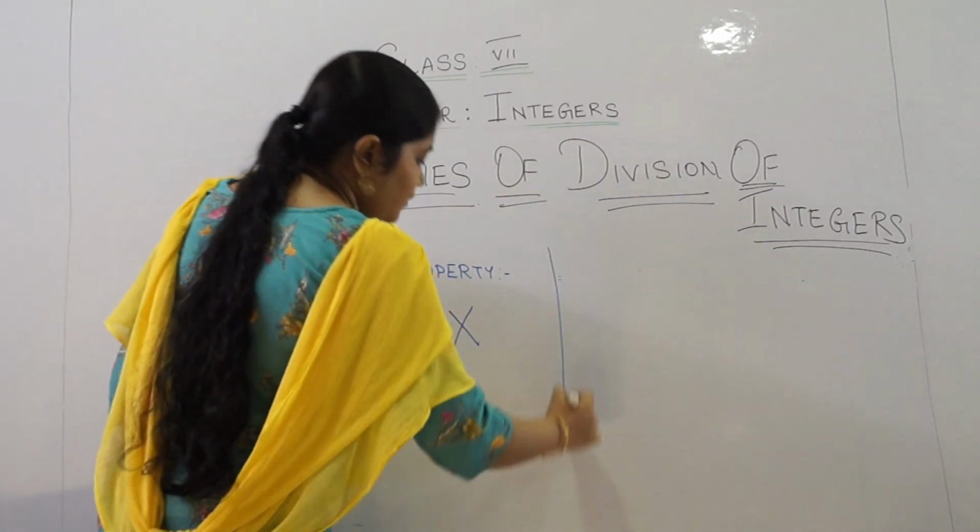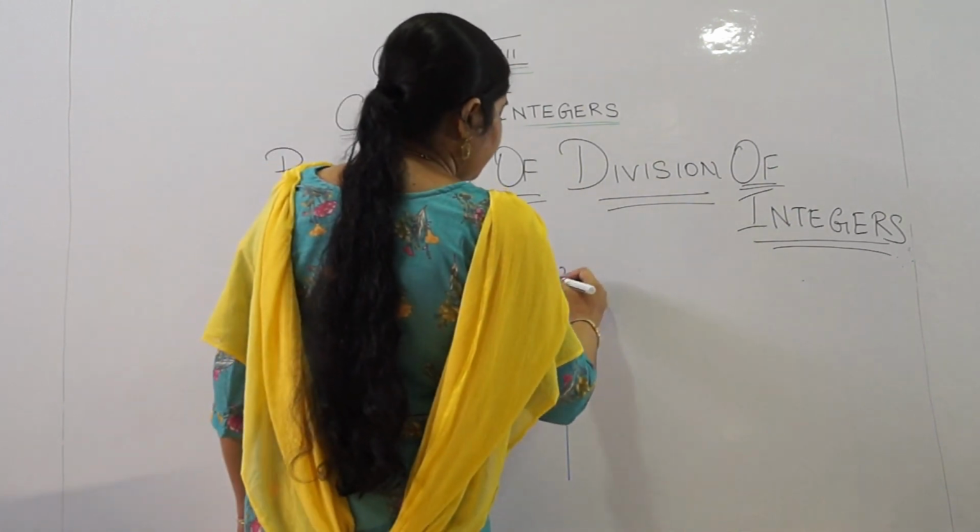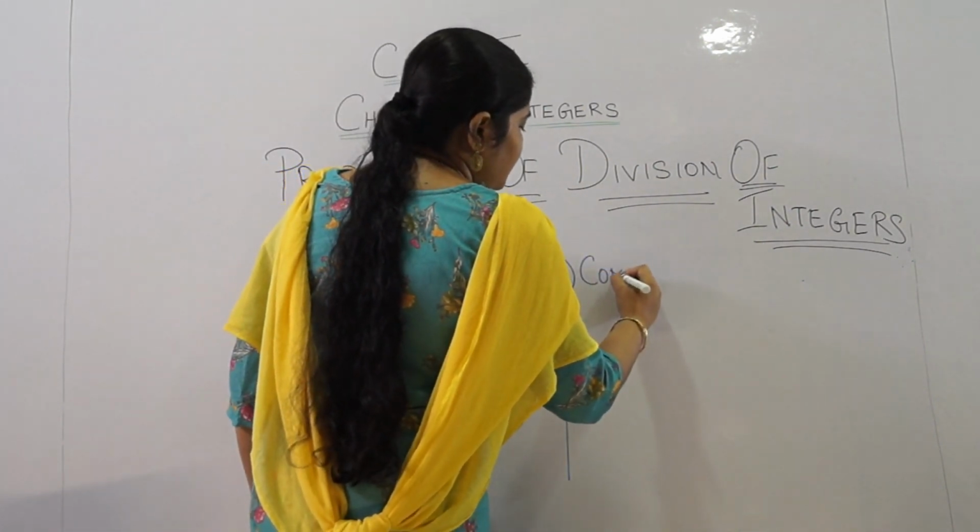So let's see the next property, which is commutative property.